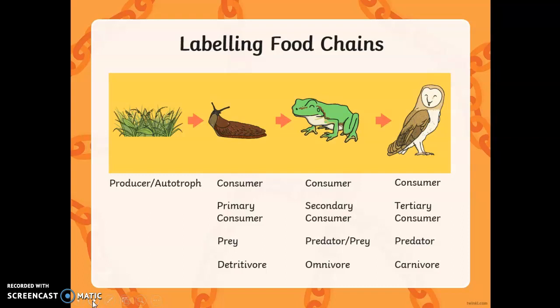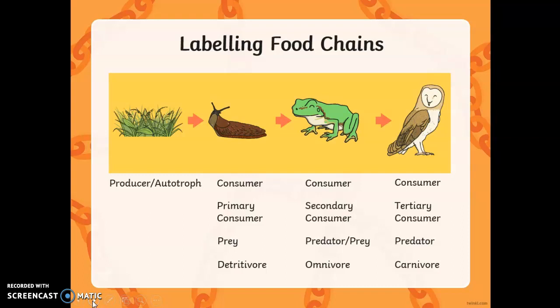So the next part of our food chain, again, is a consumer because it's eating the animal, but it's a secondary consumer this time because it's eating the slug. And the frog can be described as being a predator because it eats the slug, but also it's prey because it's eaten by the owl. And a frog is an omnivore, and an omnivore, as we know, is an animal that eats plants and animals.